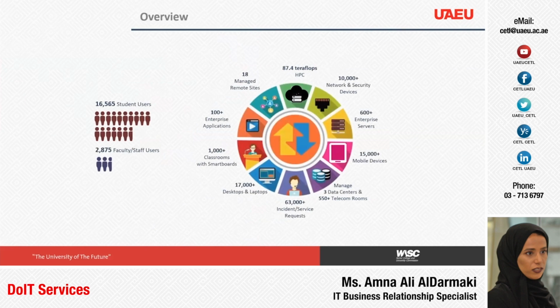This is just an overview about our infrastructure. We serve more than 16,000 students in the campus, and around 3,000 faculty member and staff users. You can see some information about our infrastructure, like we have 87.4 HPC teraflops. We have more than 10,000 network and security devices. We have more than 600 enterprise servers and more than 15,000 mobile devices. We manage 3 data centers and 550 telecom rooms.